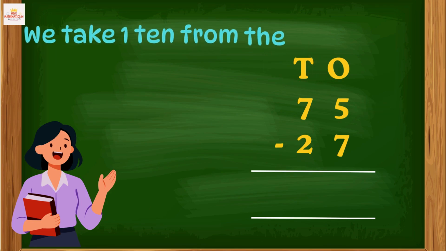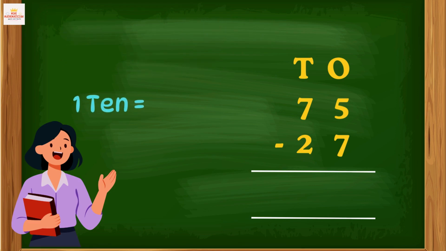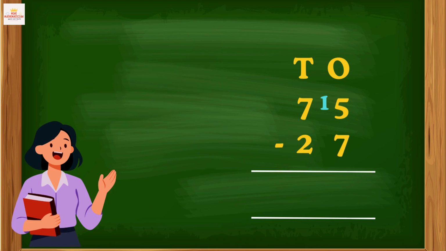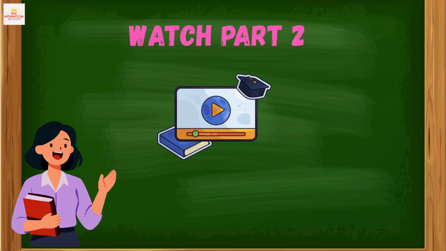We take 1 ten from the tens place. 1 ten equals 10 ones. Now the 5 ones become 15 ones and the tens place changes from 7 tens to 6 tens. Now that we regrouped, we can subtract easily. Watch part 2 to solve subtraction examples.